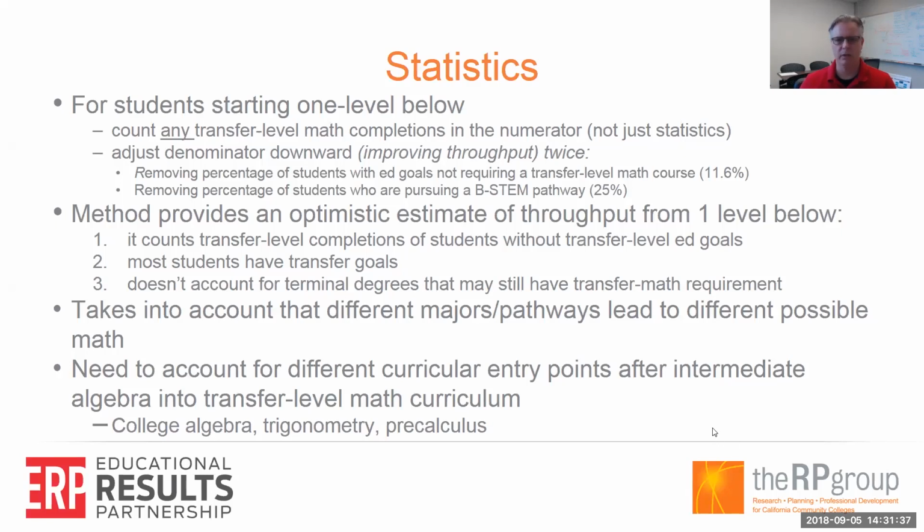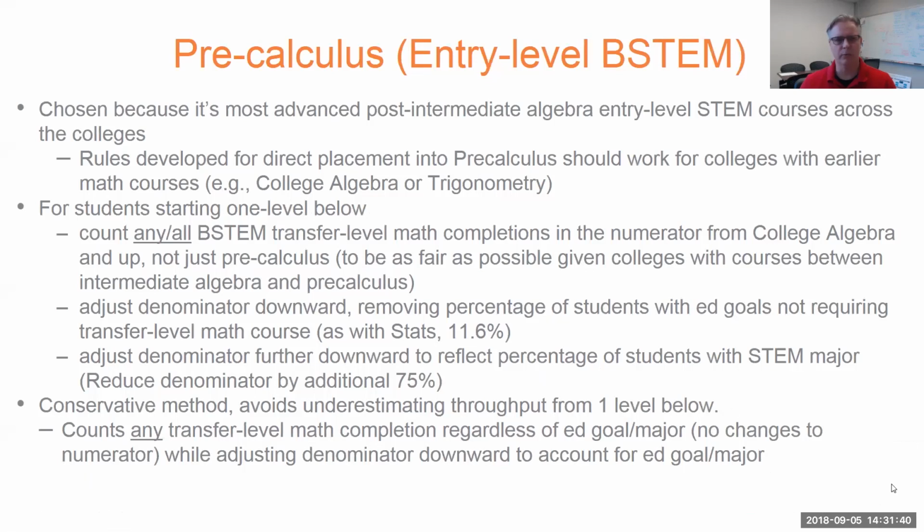And so that's statistics. We have a similar adjustment going on for pre-calculus, entry-level B-STEM. And so, again, it's very similar. I don't think I'll go over all of the details. We adjust out for the ed goal, as with stats. The reduction to the denominator here is a 75% further reduction because most of the students' programs of study can be fulfilled through SLAM math. And then we look at any success at transfer level math again. So this is, again, an effort to avoid underestimating throughput from one level below.